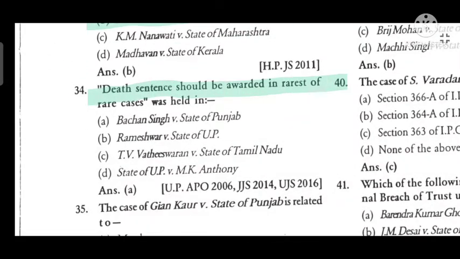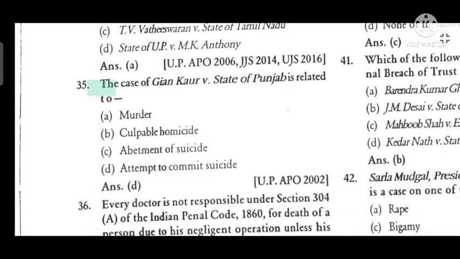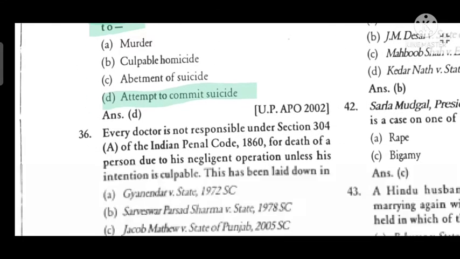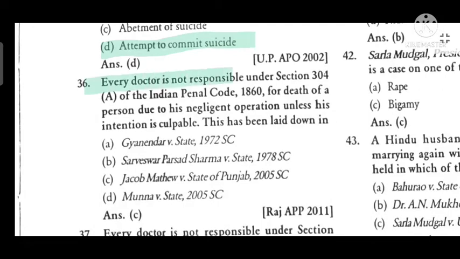The sentence should be awarded in the rarest of rare cases was held in Bachan Singh versus State of Punjab. The case of Gian Kaur versus State of Punjab is related to attempt to commit suicide. Every doctor is not responsible under section 304A of IPC, 1860 for the death of a person due to a negligent operation unless the intention is culpable.